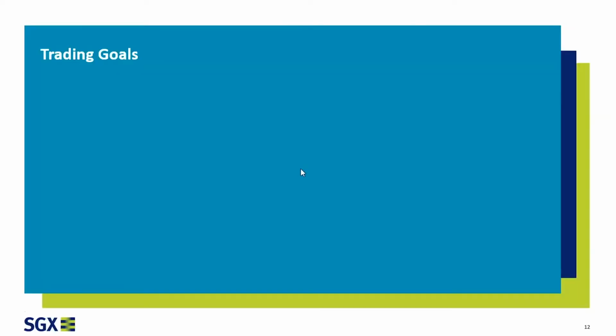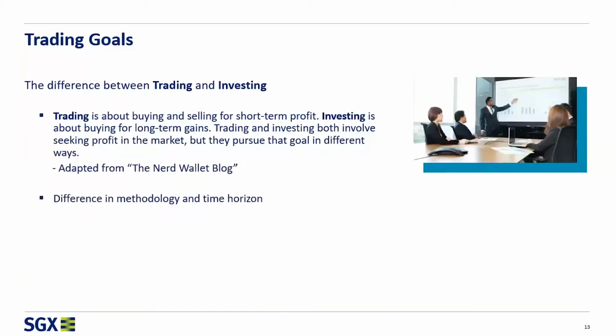Now to the main part of this basics of trading. I'll break it down into two parts. So first of all, let's talk a bit about trading goals, and later how to set up a trade, right? First of all, there's a difference between trading and investing, right? And the main difference here, as you see from this definition, is the time frame, right?